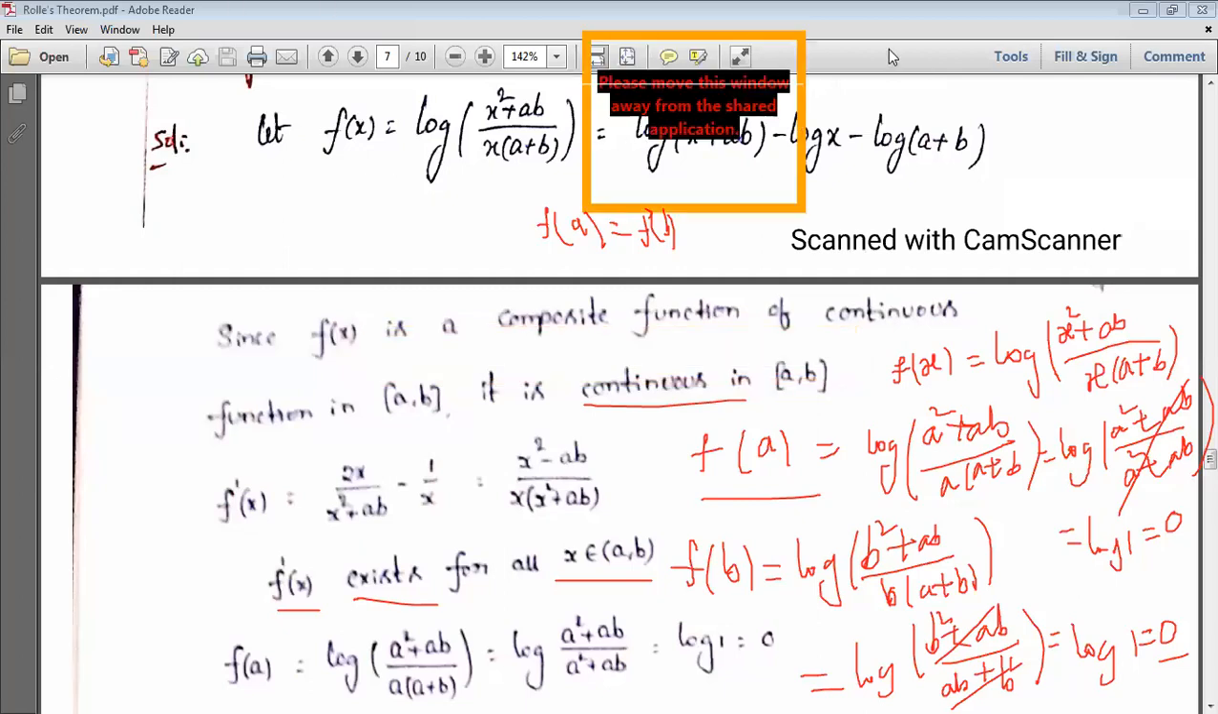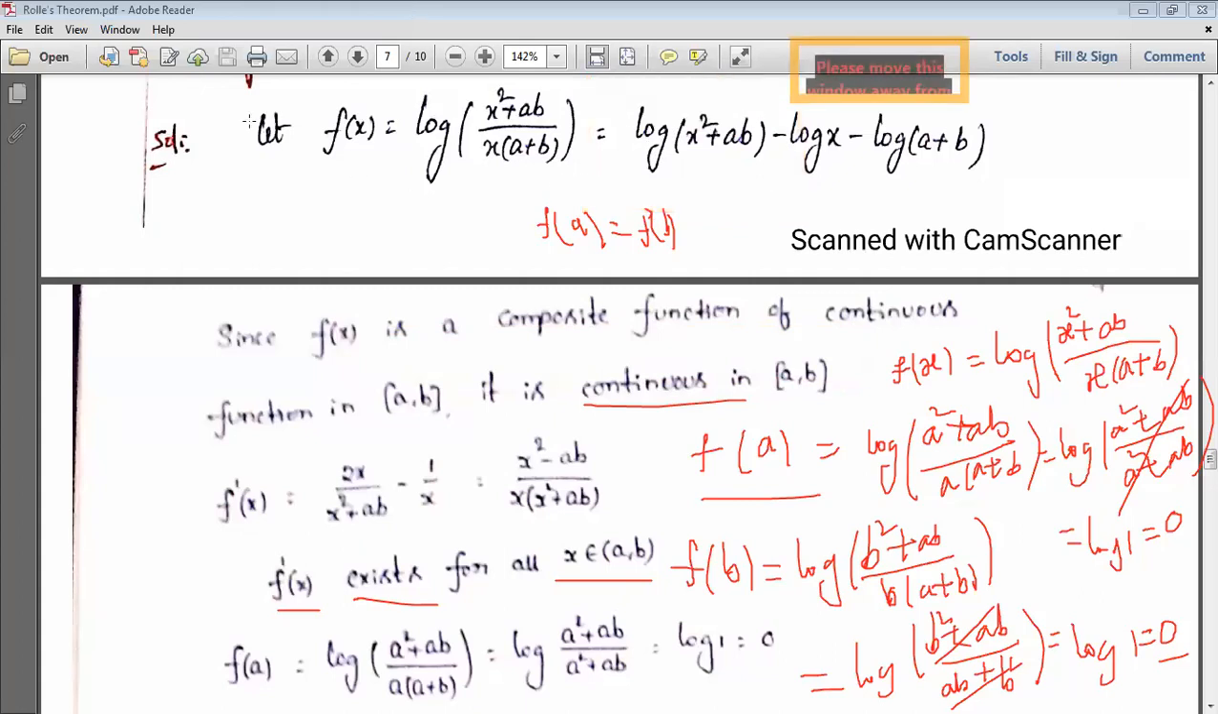Why? Because all the conditions are satisfied, right? The first one is continuous, the second one is derivable, and the third one is f of a equal to f of b. So three conditions are satisfied, and Rolle's theorem can be applied. Is it clear about the third condition, f of a equal to f of b? What I did was substitute a in place of x, and next I substituted b in place of x. After substituting, I got f of a as 0 and f of b also 0.